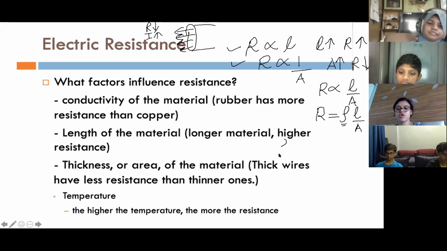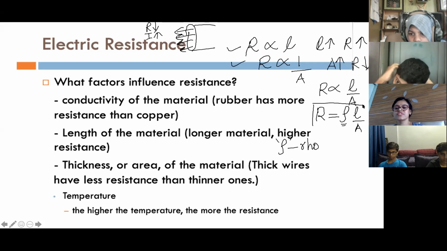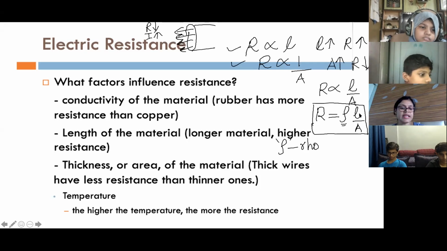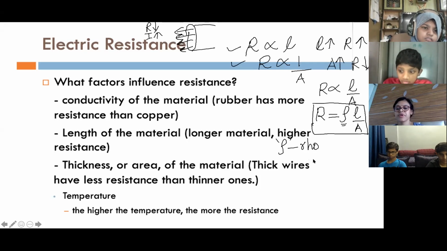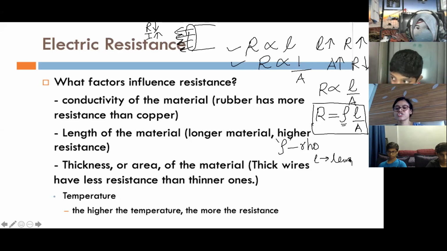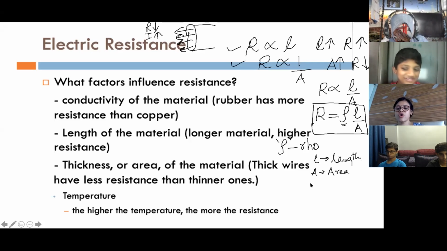Pronounce it as rho. This is a Greek alphabet. This is another formula of resistance. R is equal to rho L by A, where L is the length of the conductor, A is the area of cross section, and rho is called the resistivity of the material.